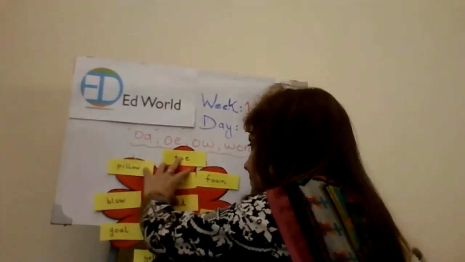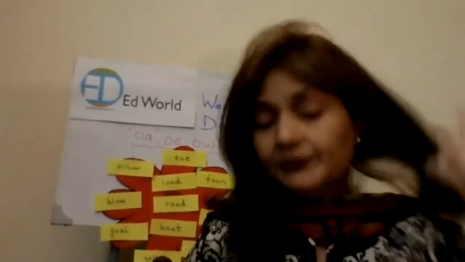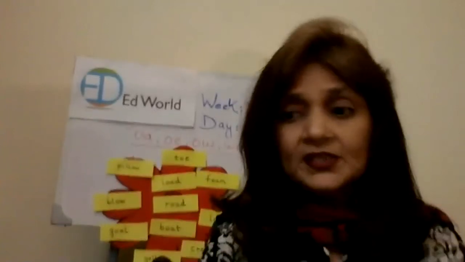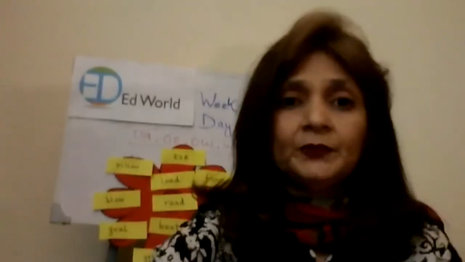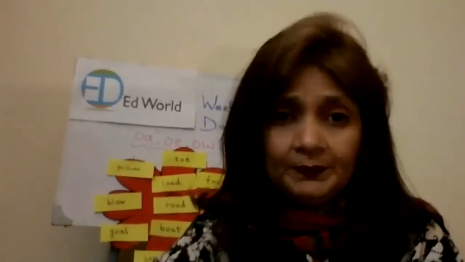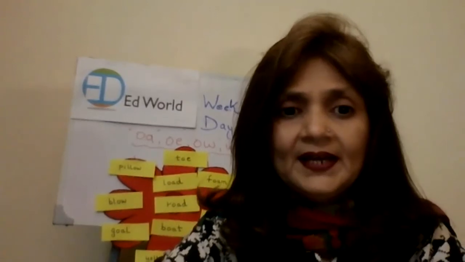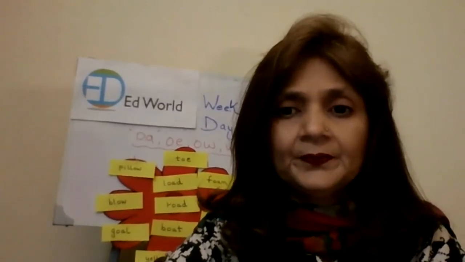Now, these are different words of OA, OE, and OW. Got it? Now, what are you going to do? You are going to tell me the words of OA first from here, and I'm going to write them on my whiteboard, then OE, and then OW. Okay? Are you all ready? All right, there you go.